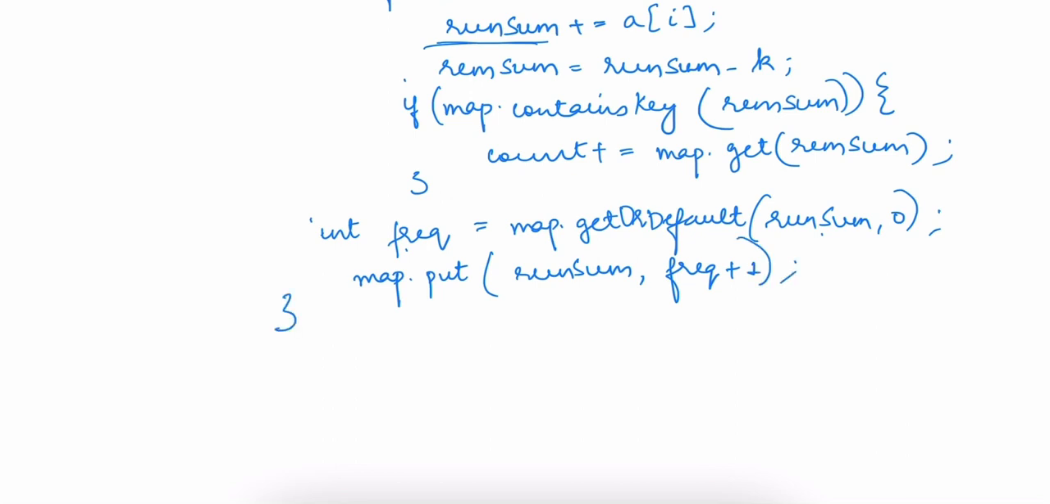This marks the end of the for loop, and then we are just going to return the count. And this marks the end of the method countSubarrays.